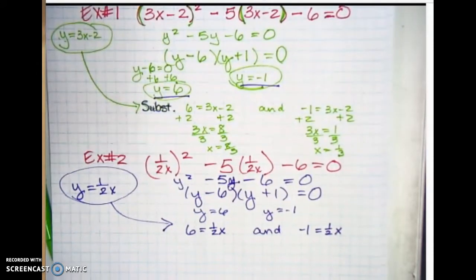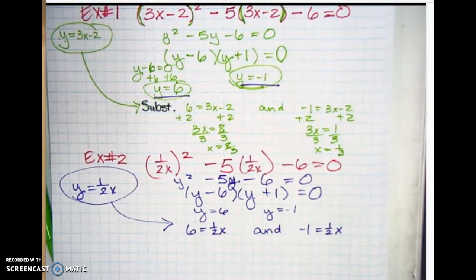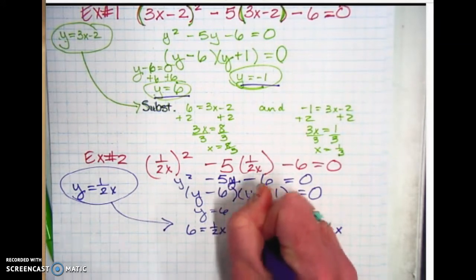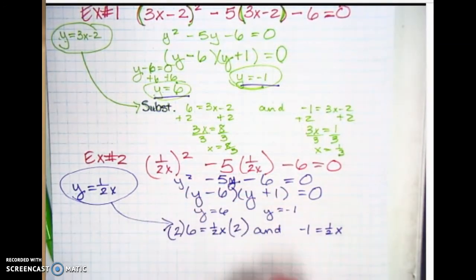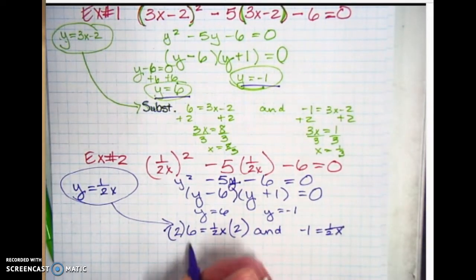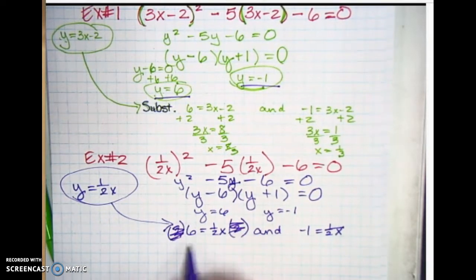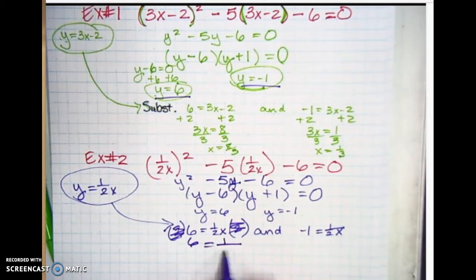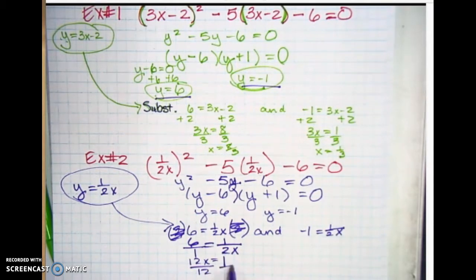What's the inverse operation of multiplying by 1/2? Multiply by 2, right? Oh, that x is in the denominator, so sorry, nope. If 6 is equal to 1 over 2x, we're going to do the cross product. So 1 times 1 is 1. 6 times 2x is 12x. Divide by 12. So it's 1/12.